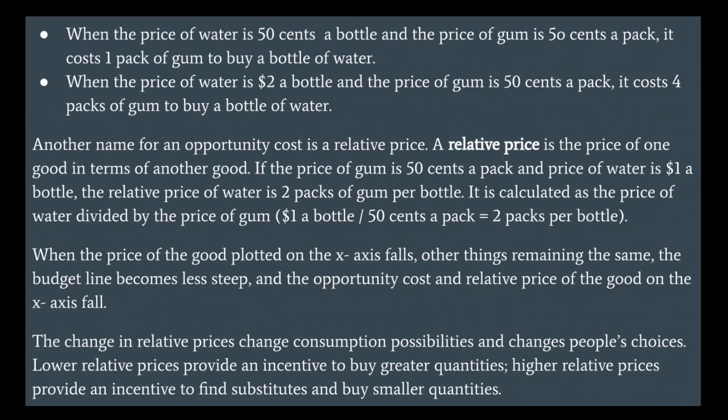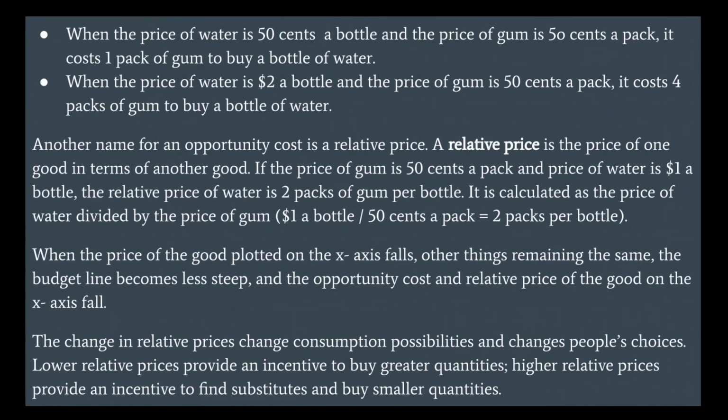Another name for an opportunity cost is a relative price. A relative price is the price of one good in terms of another good. If the price of gum is 50 cents a pack and the price of water is $1 a bottle, the relative price of water is 2 packs of gum per bottle. It is calculated as the price of water divided by the price of gum. It is $1 a bottle over 50 cents a pack, which is 2 packs per bottle.